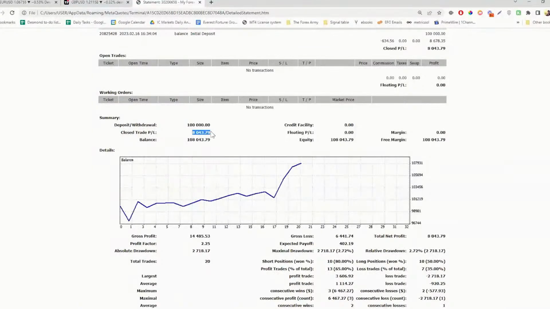Basically, it's a good amount of trades that you see over here, right? You got about an 8% profit with a 2.7% drawdown, 80% win rate for short positions, 50% win rate for long positions, right? Most of our trades were profitable, 65%. So it's a nice 65% hit rate, right? Pretty good risk reward. Average profit is 1147, average loss is 920. So managed to make pretty good, decent money with this setup.